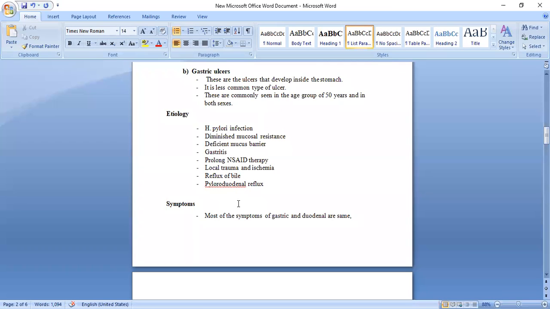So these are the etiologies of this gastric ulcer. Which are those? H. pylori infection, not due to stress and other material, but due to the main cause, that is H. pylori infection, diminished mucosal resistance, deficient mucosal barrier, gastritis due to NSAIDs, because we are getting them over the counter, OTC products are there. Local trauma, ischemia, refluxation of the bile, and refluxation of pyloroduodenal material will come to the stomach.